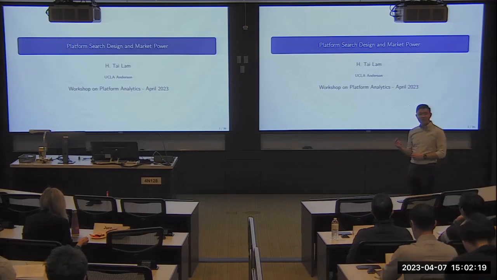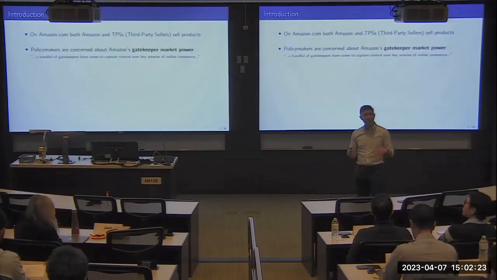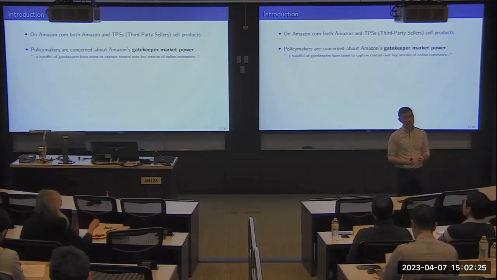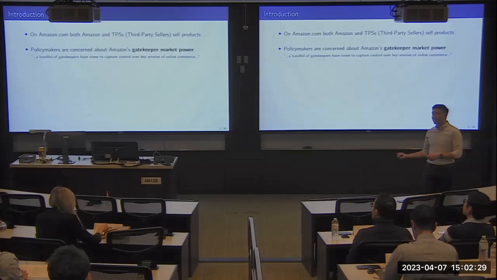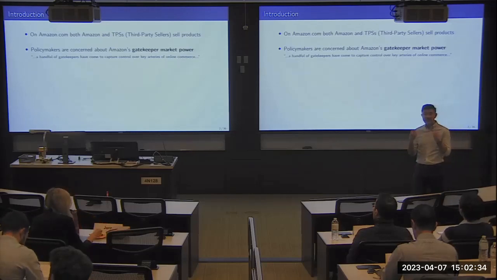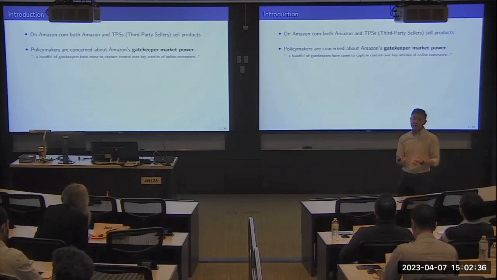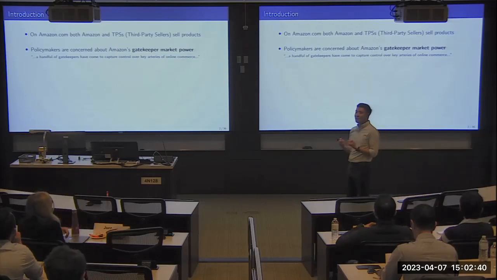I'm going to be talking about platform search design and market power. As you probably know, when you're on Amazon and you're shopping, you're potentially seeing products sold by Amazon and products sold by small businesses or third-party sellers. This creates a particular type of tension that policymakers are worried about. In particular, they're worried about Amazon's gatekeeper market power.